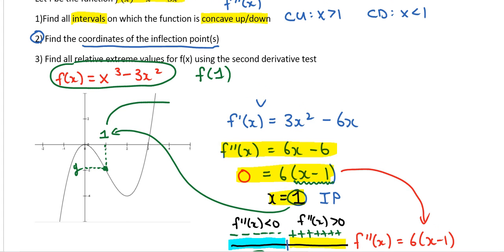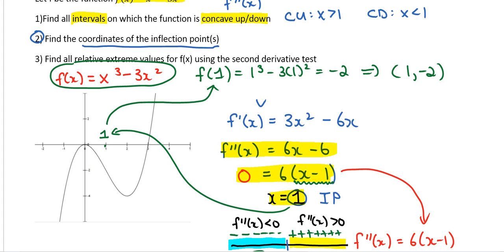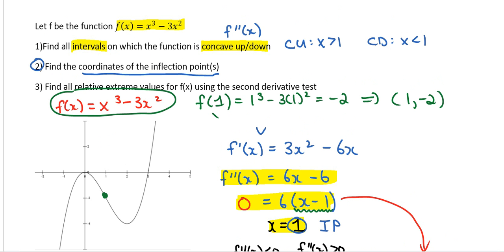All right, so this one is right here, and let's plug that in. This is going to be 1 cubed minus 3 times 1 squared, and that's going to be negative 2. So that implies that my inflection point is at the point 1 comma negative 2. Okay, let me delete all this. All right, so the point 1 comma negative 2 is right here, that green dot. That green dot means that I'm not concave up or concave down. So my inflection point here is 1 comma negative 2.